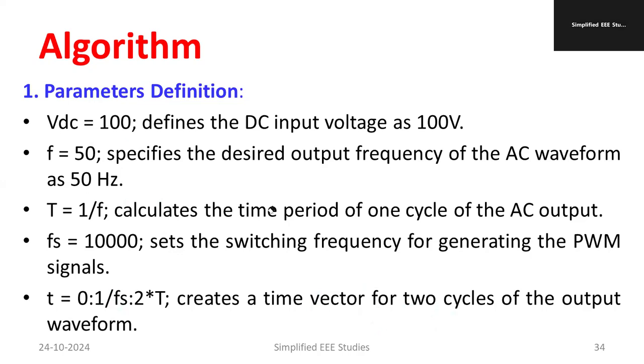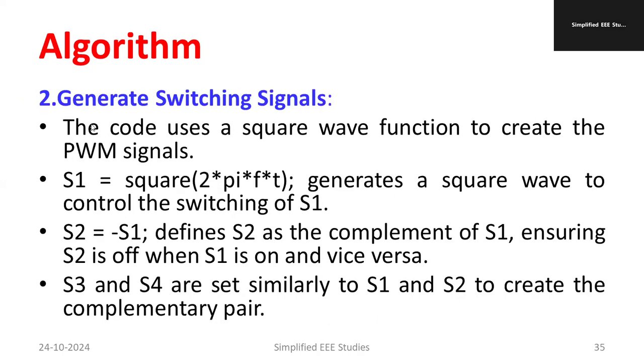Parameter definition. Thereafter, generate the switching signals. So the PWM you are supposed to generate. The switching signal S1 I'll be generating in this fashion: the square of 2 pi f into t. Generate a square pulse for the control signal S1. Remember that S1 and S2 are complementary to each other. Therefore, I'll be writing S2 is equal to not S1.